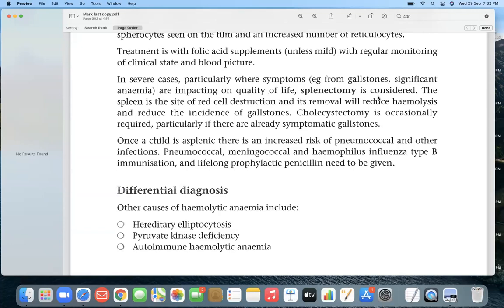So what is the indication for splenectomy here? Actually, the indication for splenectomy in hereditary spherocytosis is if it's giving more discomfort to the child, and the destruction is more. That's why the child is unable to do his daily activities, which reduces the quality of life. As he said, impacting the quality of life with significant anemia.